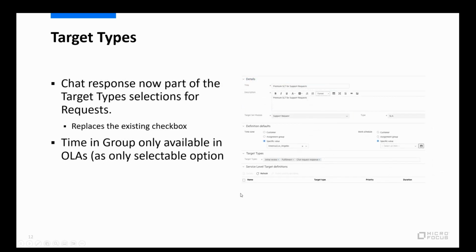All right. The chat response is now part of the target type selections for requests. So there used to be a checkbox for the chat response. You'll see that is now gone, and it will be part of the target types. So if you were using that, that's the change there. The time and group option will only be available in the OLAs, and it will actually be the only selectable option in that new target types field.